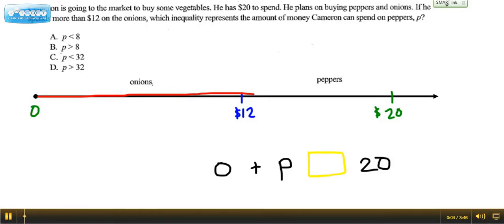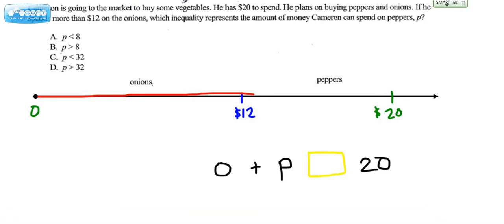We're looking at a question that I think would be best if you graph it to help you understand what's going on. Cameron is going to the market to buy some vegetables. He has $20 to spend, so I have that represented here. He plans on buying peppers and onions. So here are the two things he needs to buy. If he spends more than $12 on onions, which inequality represents the amount of money Cameron can spend on peppers?